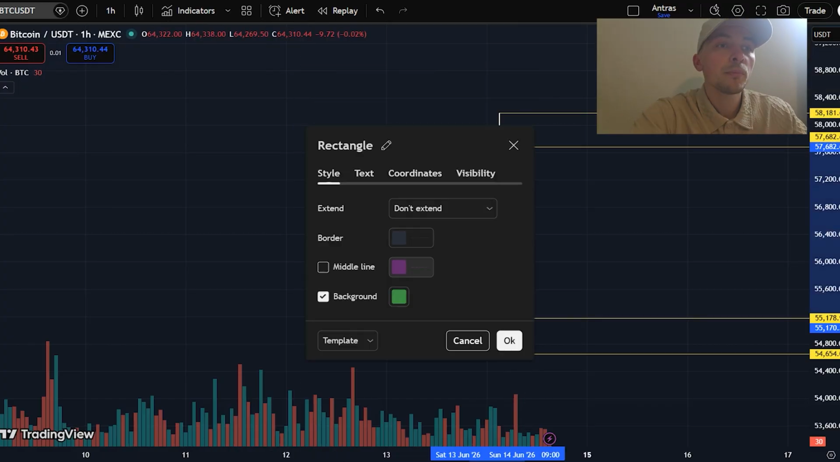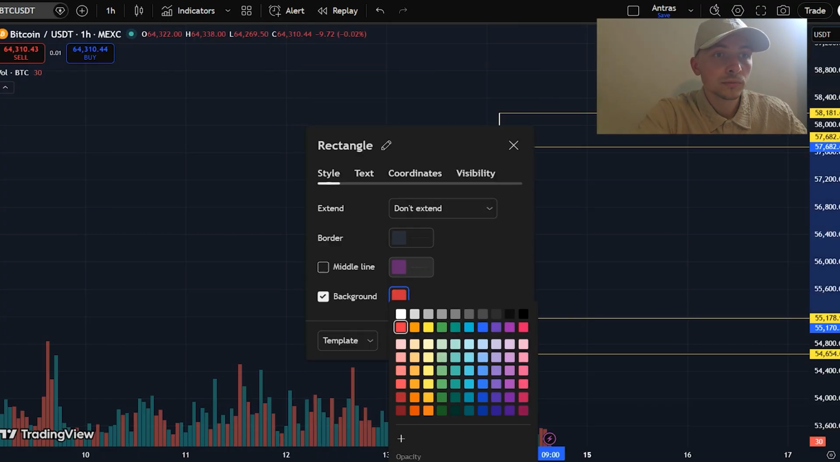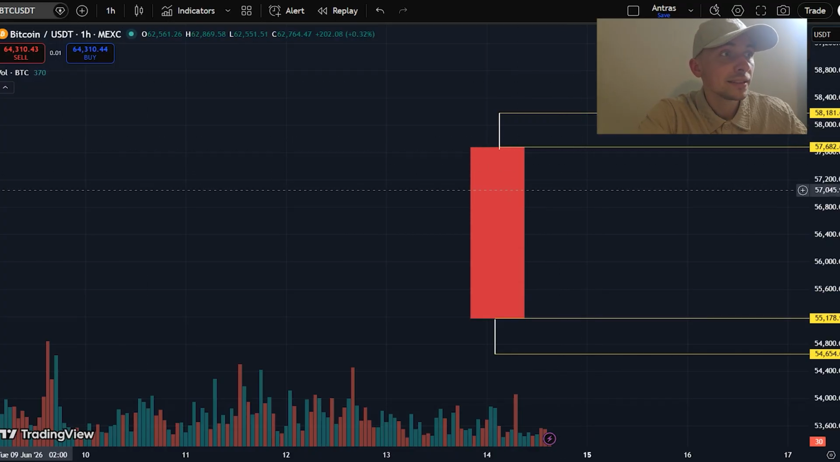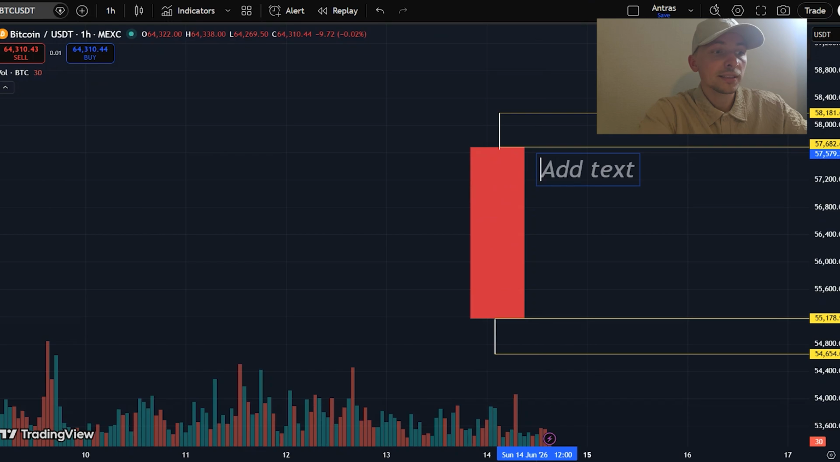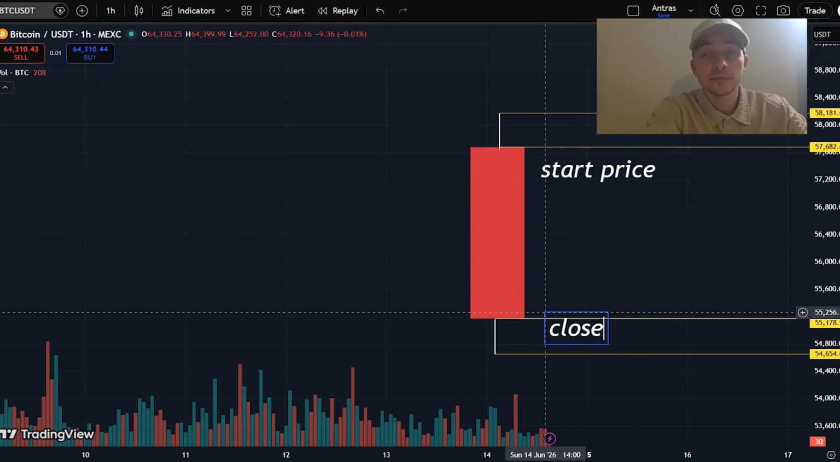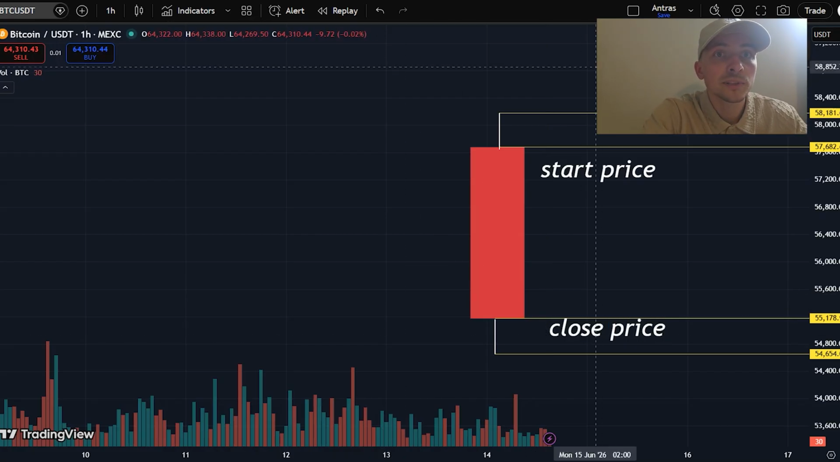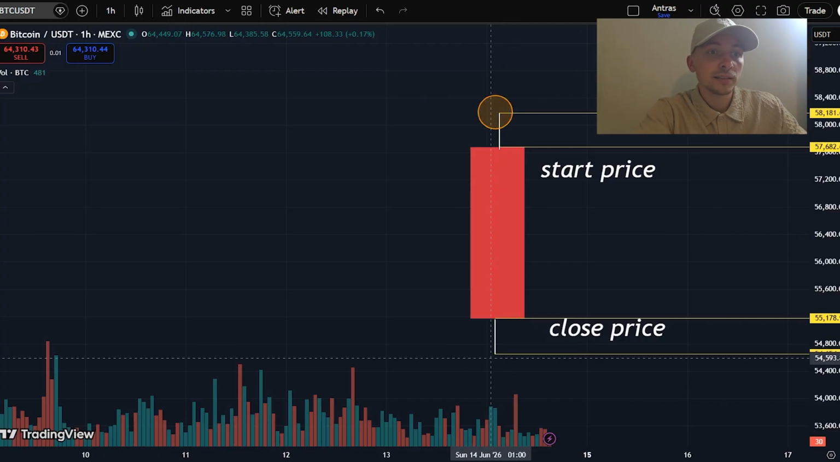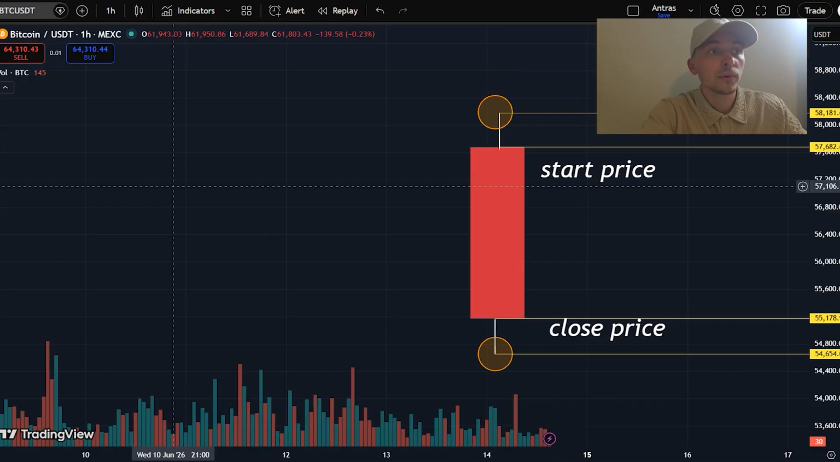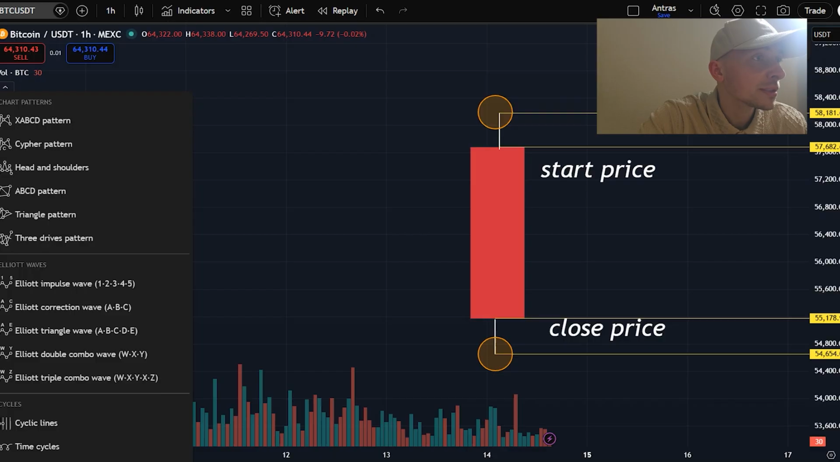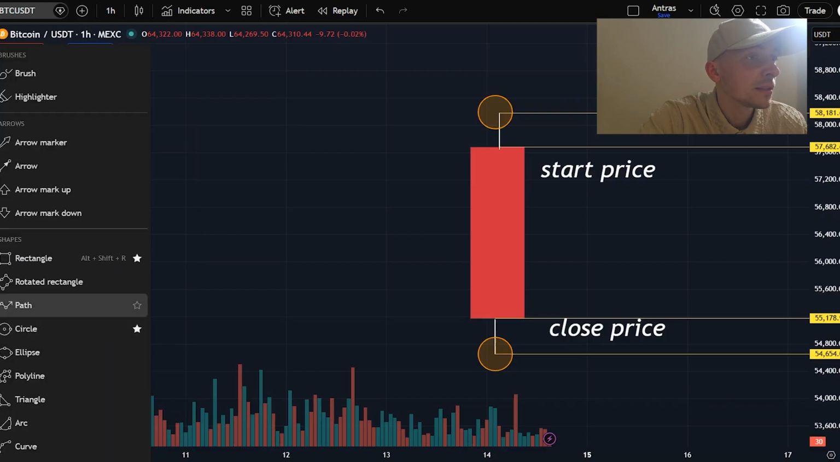Now imagine we have a red candle. What does it mean? In this scenario, this is the starting price, and that's the close price when the candle closed. And in the same way, this is the highest price of that 1 hour, and this is the lowest price of that 1 hour. And basically if we go to the 1 minute time frame, what are we going to see? We're going to see something like that.